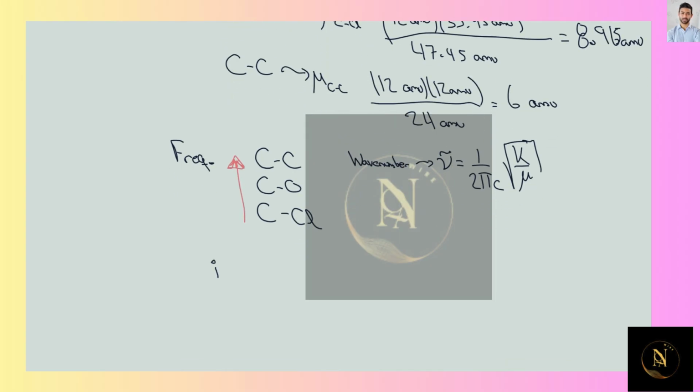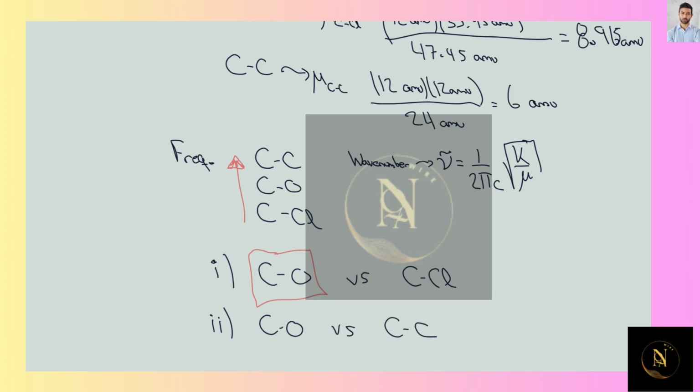In the case of question 1, we have CO versus carbon chlorine, which is going to have the higher wave number, as we mentioned. It's going to be carbon oxygen. And next up for 2, we're going to be comparing, again, CO versus carbon carbon. And now the one with the higher wave number is going to be carbon carbon. And that would be all.